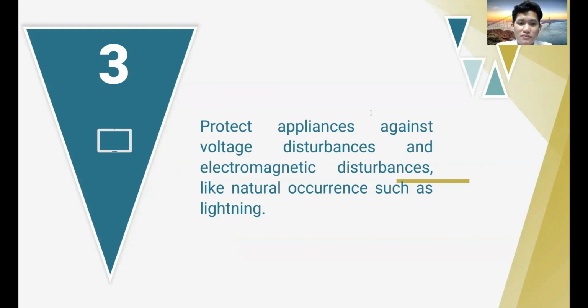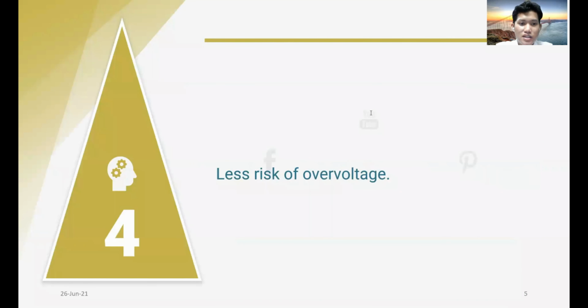And last but not least, the importance is to have a lesser risk of overvoltage. An overvoltage can be said to be an electrical surge of a short duration with a high energy impulse that is introduced into an electrical power system.